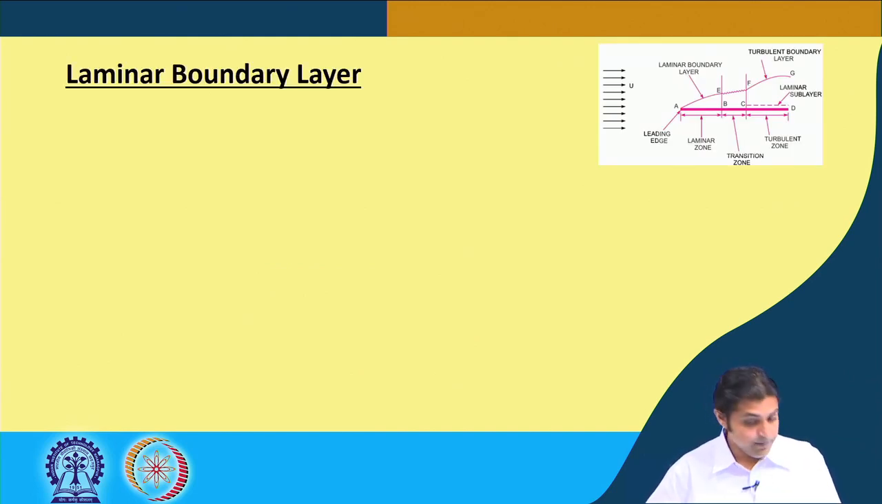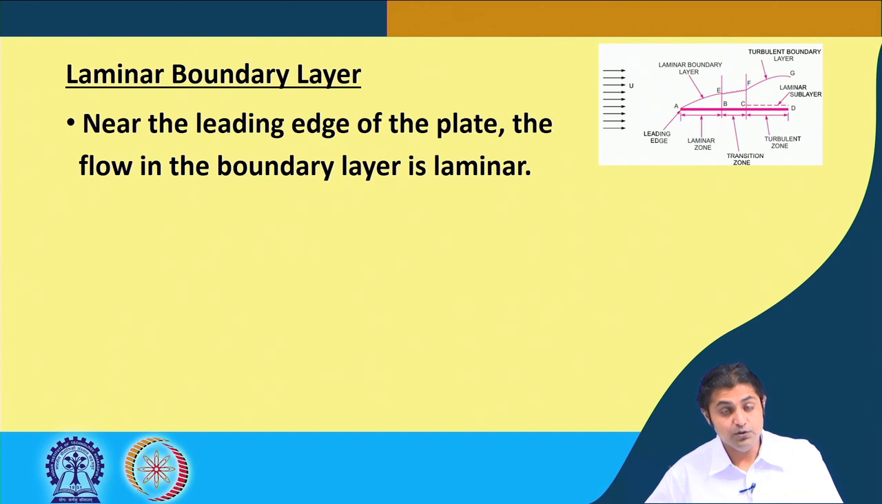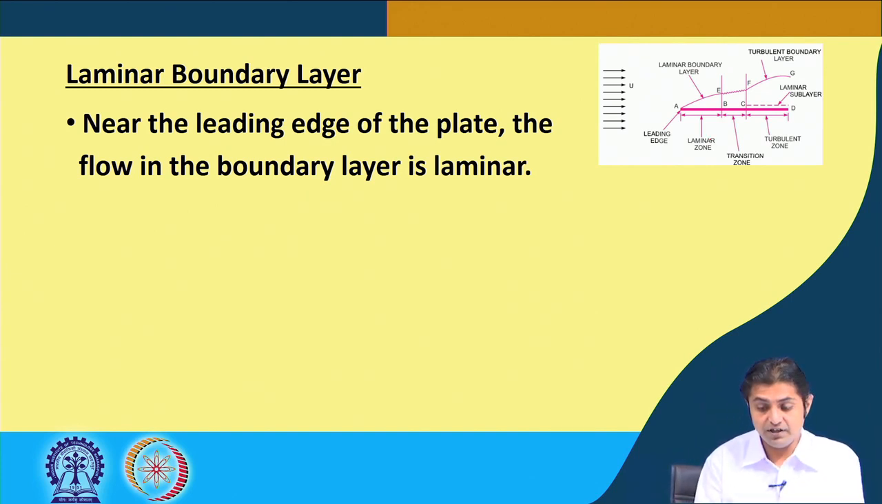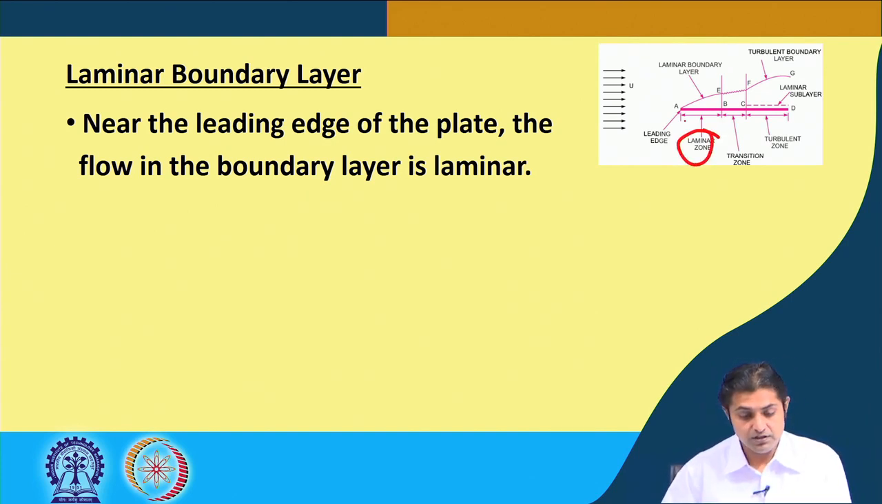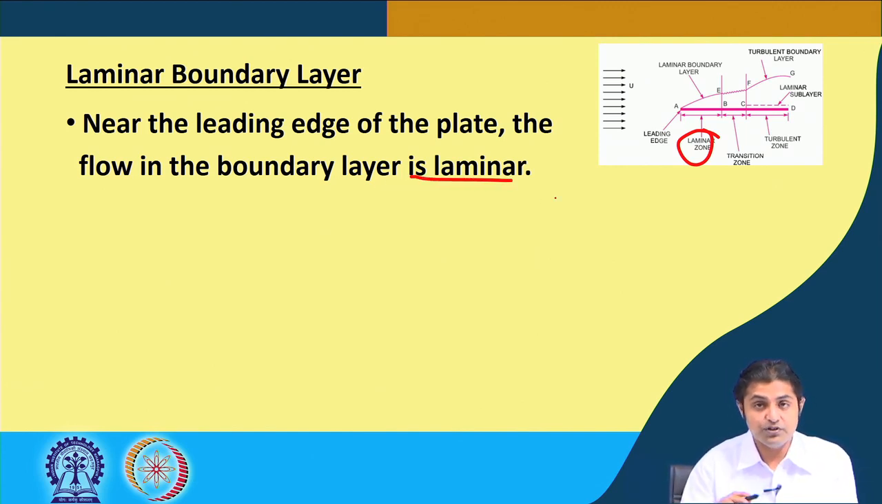Now, what is laminar boundary layer? We are going to continue. This is the laminar zone, right? So, we are going to concentrate on that. Near the leading edge of the plate, the flow in the boundary layer is laminar. This is important to note.